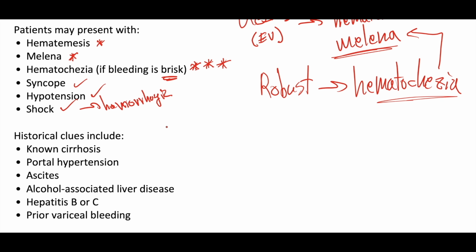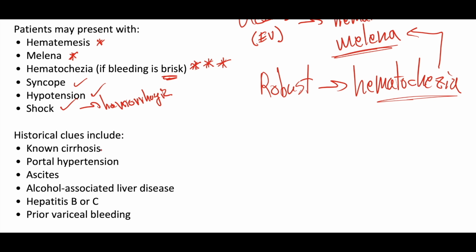Some of the historical clues here, right? When we see an upper GI bleed in a patient with known cirrhosis or portal hypertension, we really should just assume that it's an esophageal variceal bleed. Because at worst, you assume wrong, and you're still managing aggressively. And a lot of the management for a variceal bleed, which we'll get into, overlaps a little bit at least with just an upper GI bleed from a non-esophageal variceal source.